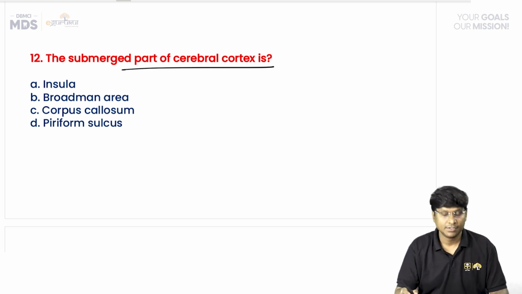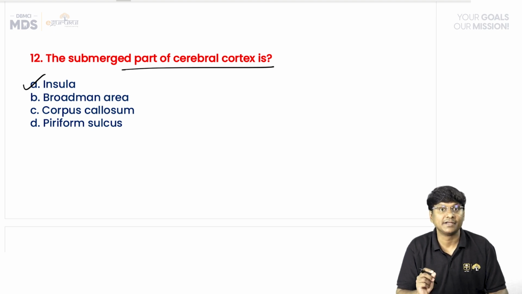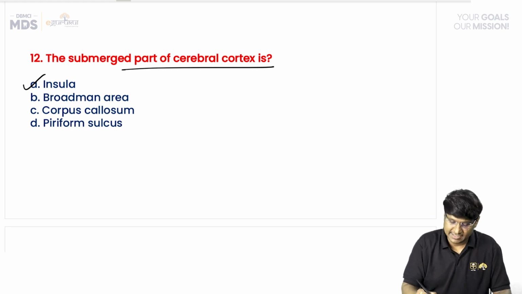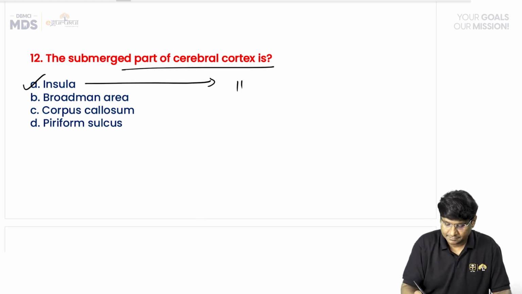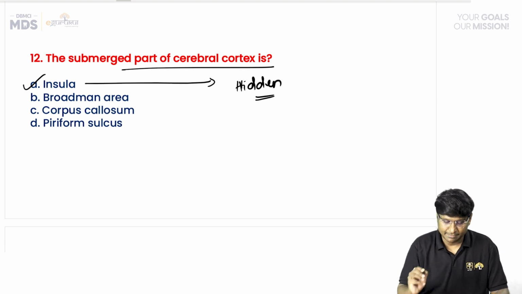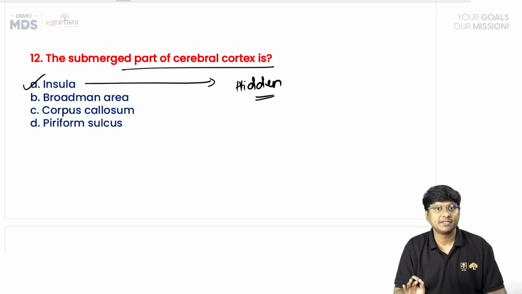Next. The submerged part of the cerebral cortex is the insula, Brodmann area, corpus callosum, then the piriform sulcus. So it is the insula. Insula is also known as the island of Reil, right? And the word insula means hidden. And this particular insula, which is hidden, is the submerged part of the cerebral cortex.